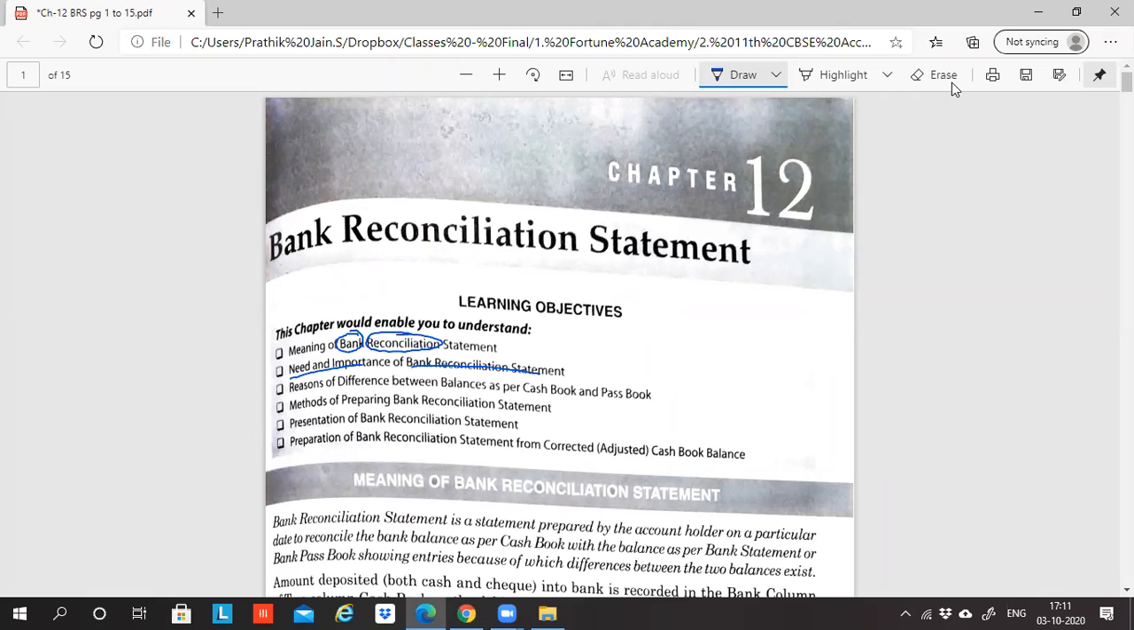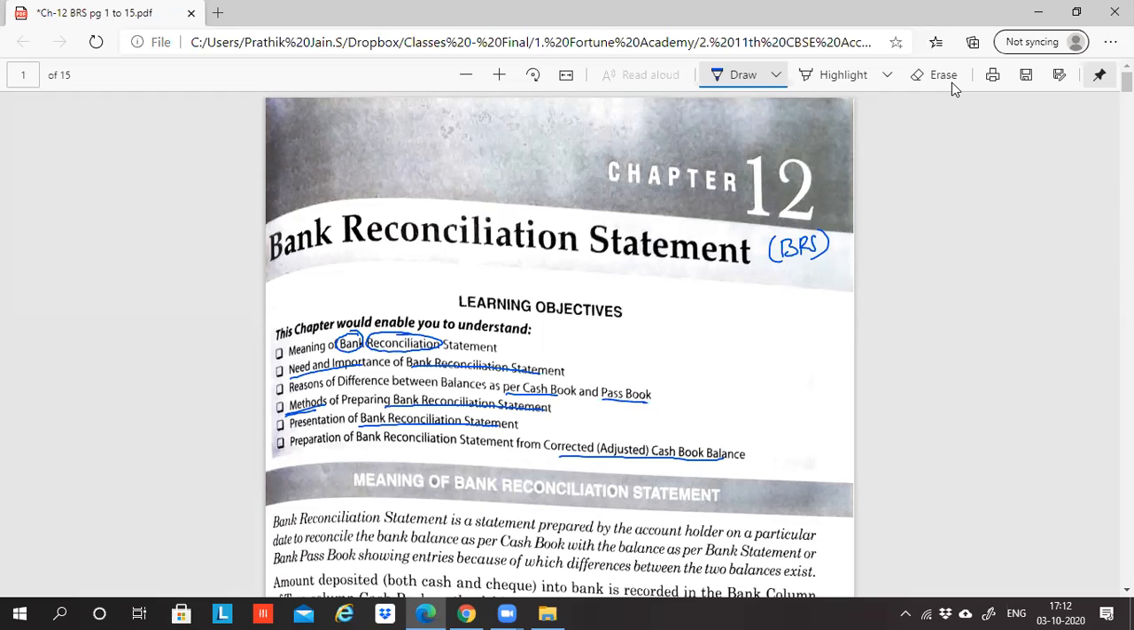Then we'll learn the difference between the balance as per cash book and the passbook. The difference between the two will be explained, and what are the various methods of preparing the bank reconciliation statement is something which we'll be learning from this chapter. And how do you present a BRS, right? This bank reconciliation statement in short is referred to as BRS, right? So how do you present this, right? And preparation of bank reconciliation statement from corrected or adjusted cash book balance. These are all the topics which we are going to discuss in this chapter, guys.